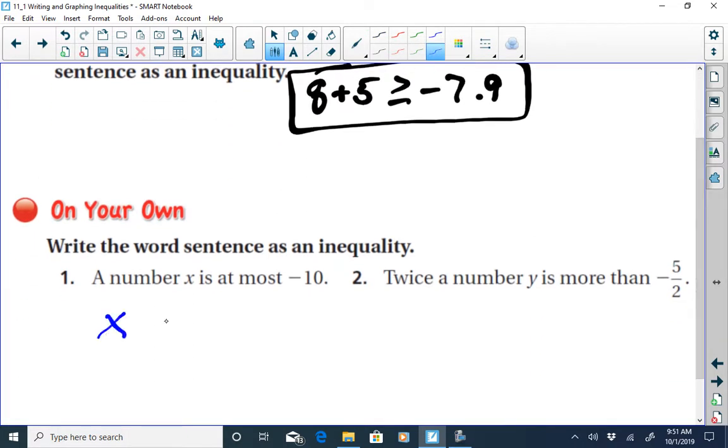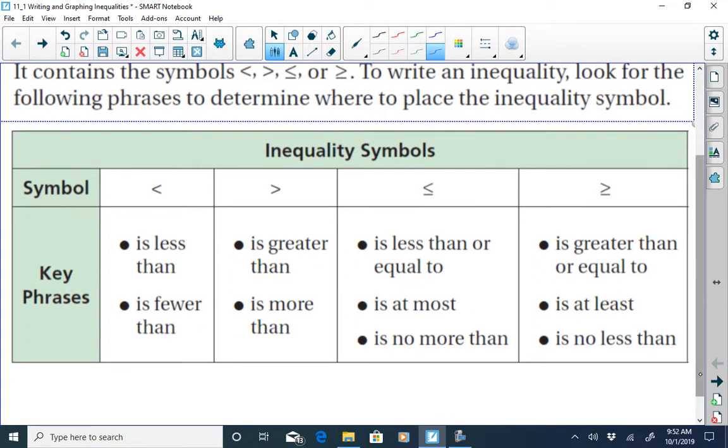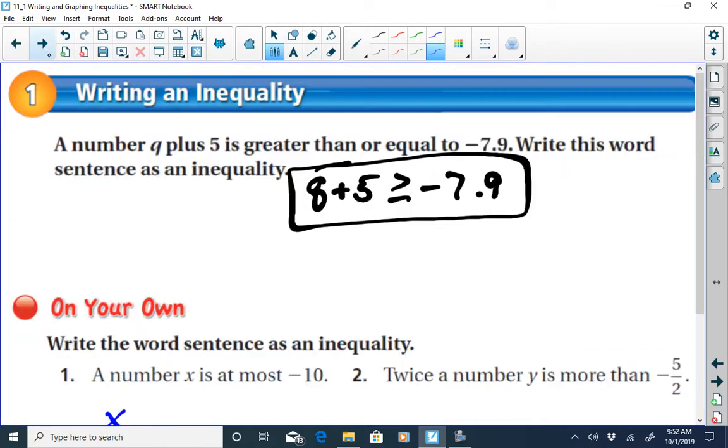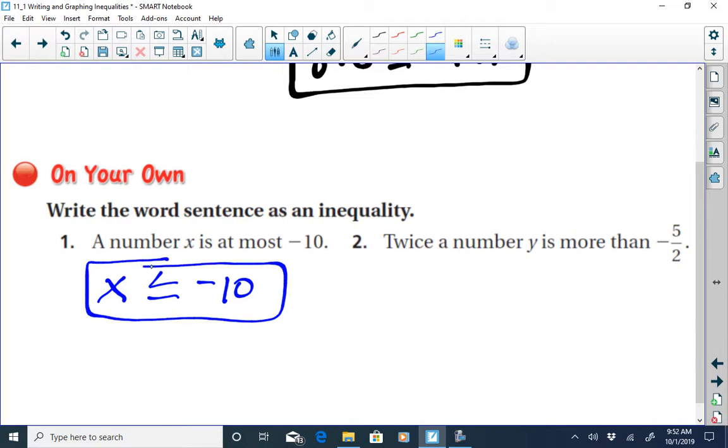A number x is at most negative 10. Well, if you have to, you look on the previous page for the inequality symbol that represents at most. So why don't we go back and do that? Where did we see at most? Oh, at most is associated with less than or equal to. So I know that I'm going to be using the less than or equal to symbol, and then I'd have negative 10. So a number is at most negative 10. At most meaning it can be no more than negative 10. It can be equal to negative 10, but it can't be more than.